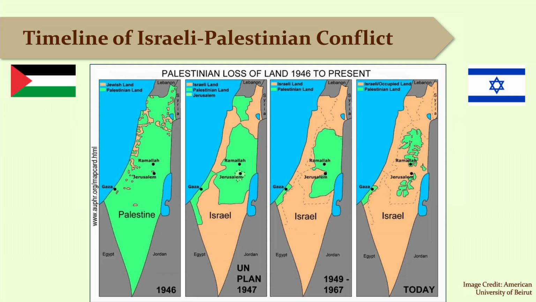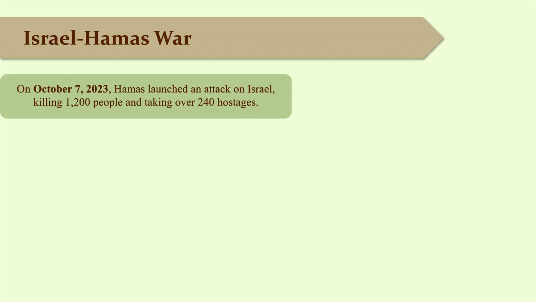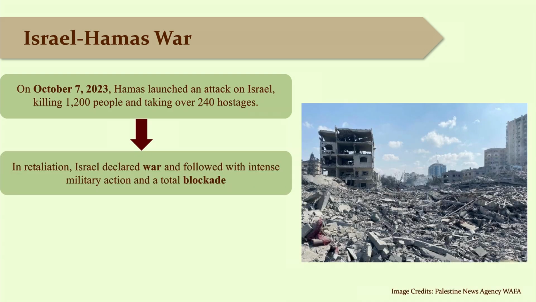And so throughout time, Israel began occupying more and more of the Palestinian territory. However, in 2007, in the Gaza Strip, Hamas took control, which is a militant group and a designated terrorist organization by many nations. And so on October 7th, 2023, this conflict escalated when Hamas launched an attack on Israel, killing around 1,200 people and taking over 240 hostages. And in retaliation, Israel declared war and followed with an intense military response and enforced a total blockade on the Gaza Strip.